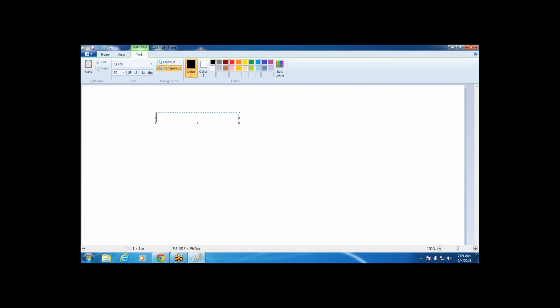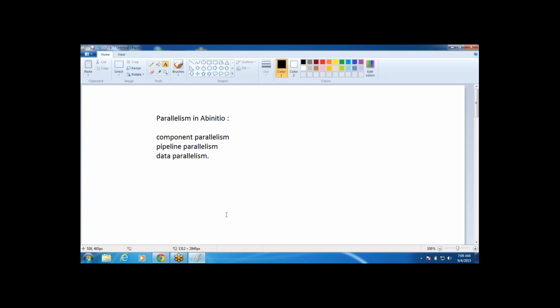Okay, today we'll start with parallelism. Abinitio supports three types of parallelisms: component parallelism, pipeline parallelism, and data parallelism. Okay.